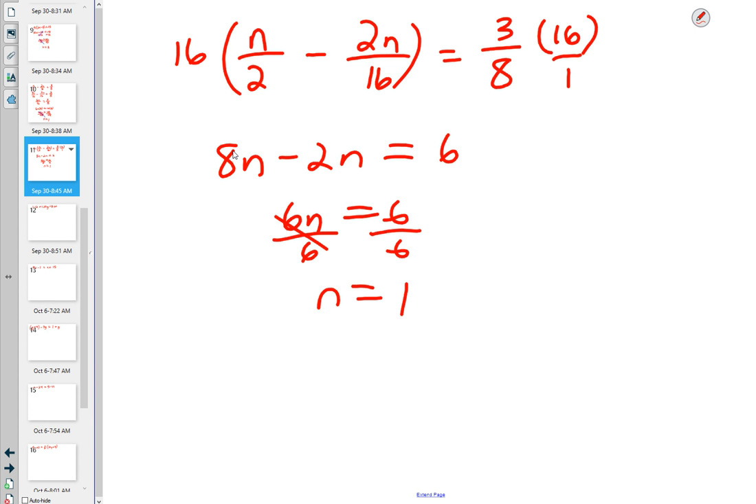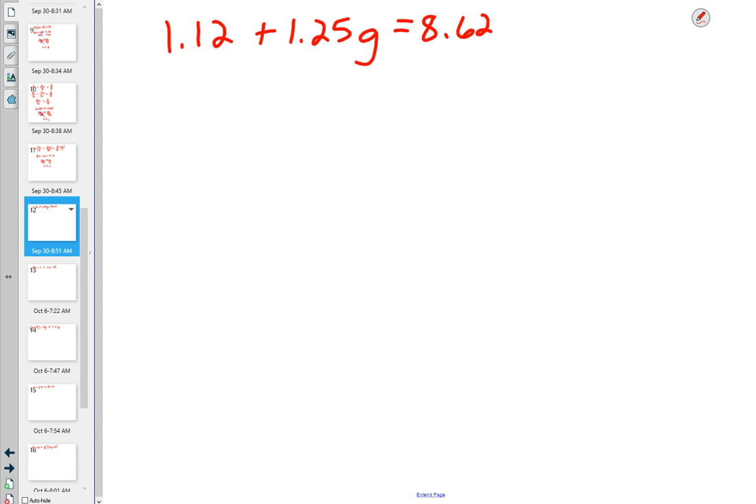What do you hate more, Richard, equations or fractions? Both equally. Ooh, decimals.